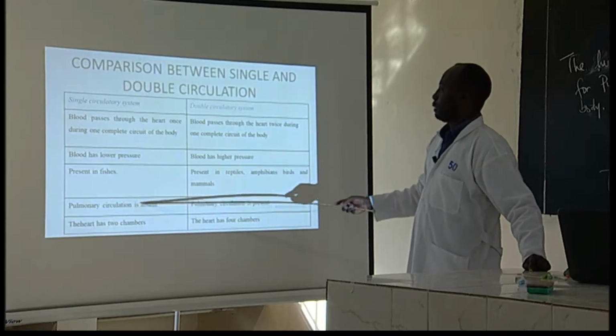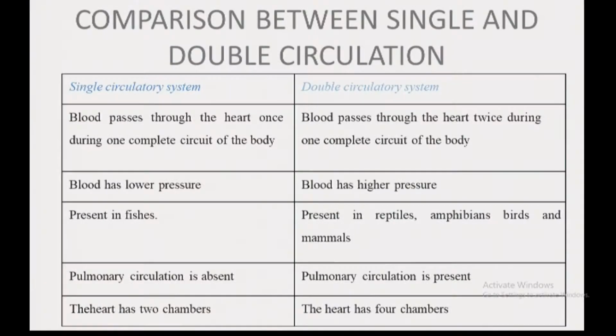Pulmonary circulation is absent in single circulation, but in double circulation, we have a pulmonary circulation. As you remember, in pulmonary circulation, the blood moves deoxygenated to the lungs. It comes back oxygenated to the heart. So in single circulation, there is no pulmonary circulation.